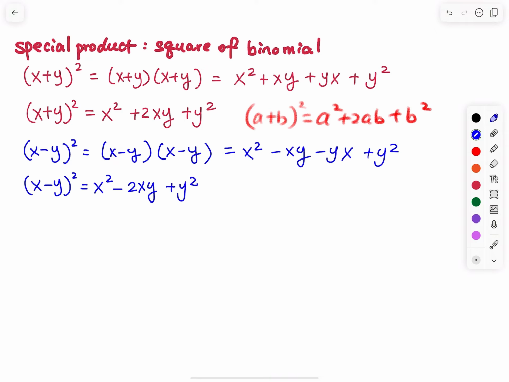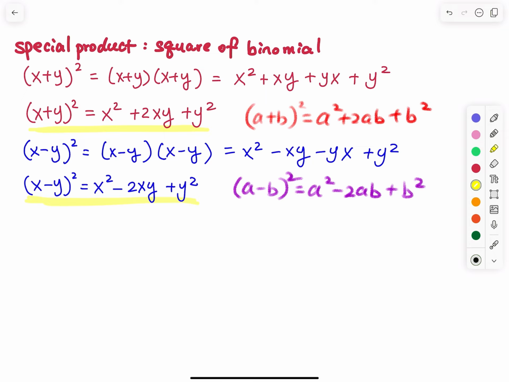Some textbooks use a and b, so they will just write (a - b) squared equals a squared minus 2ab plus b squared. Okay, this is a square. All right, so we have two special products, one for plus and then one for minus. All right, let's use that. So moving on to some examples.